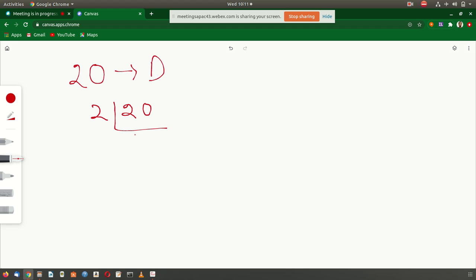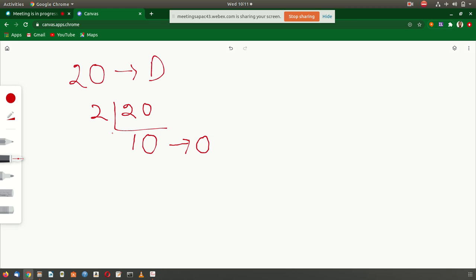So how many times can 20 be divided? 10 times. So we will write 10 here below. And what is the remainder? Remainder is 0. 20, if we divide by 2, we get 10, and the remainder is 0. So the remainder we have to write on the right hand side like this.